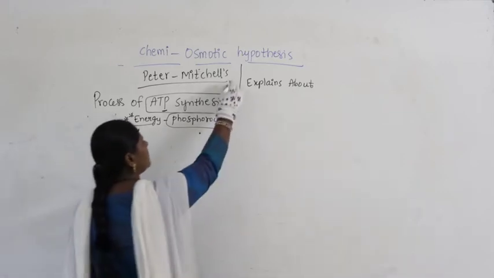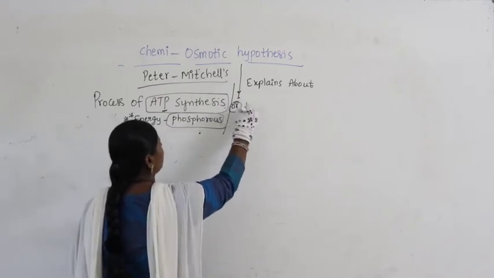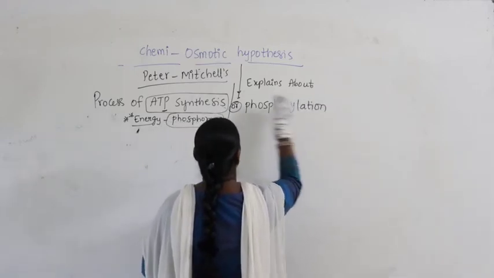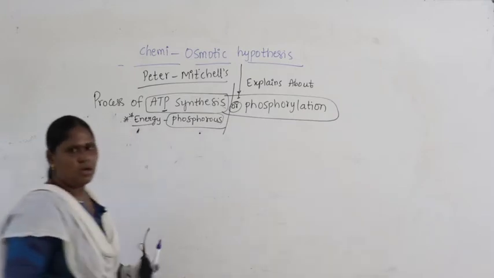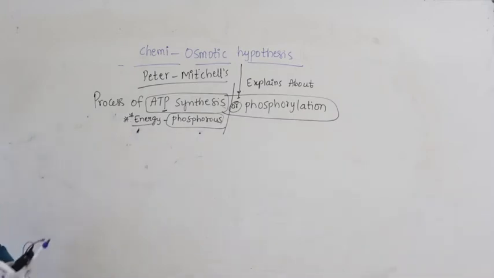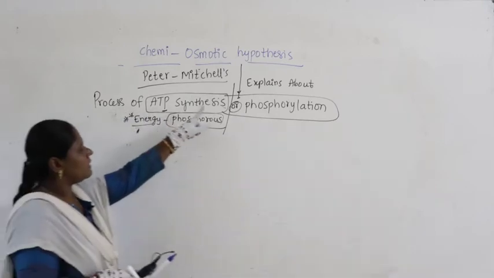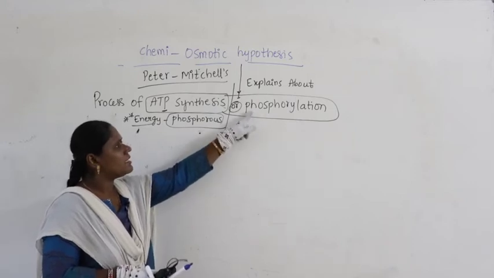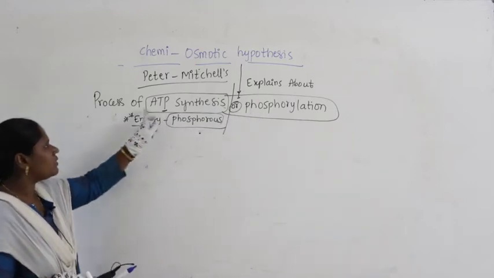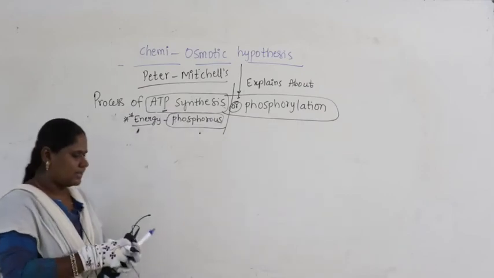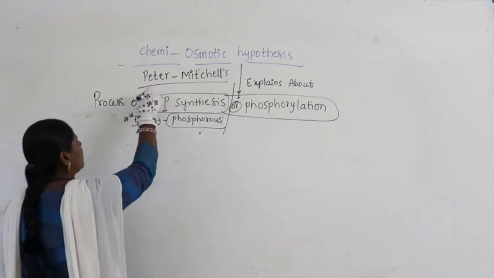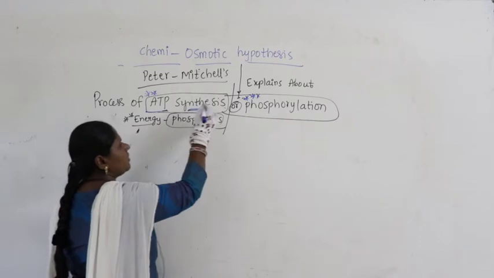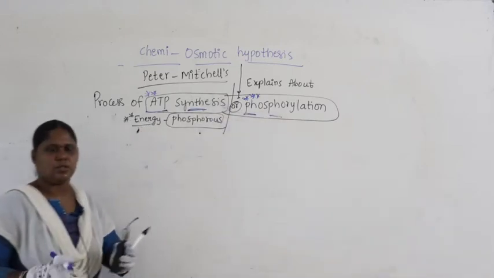That is why this process is also called phosphorylation. It is called what? Phosphorylation. Now what are we going to study? We are going to study the process of ATP synthesis or phosphorylation. What is phosphorylation? Synthesis of ATP itself is called phosphorylation. Means Chemiosmotic Hypothesis explains about ATP formation, which is called phosphorylation.